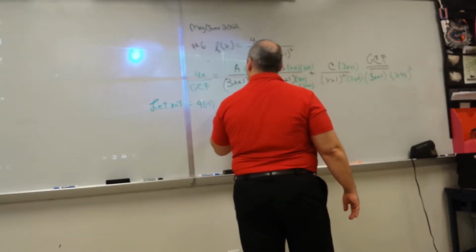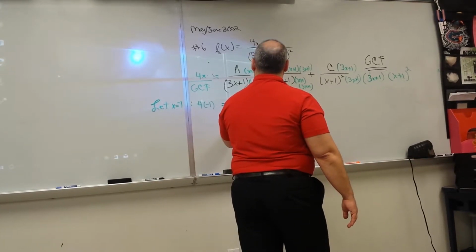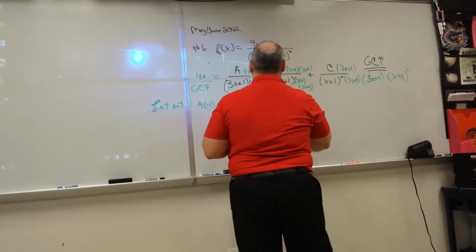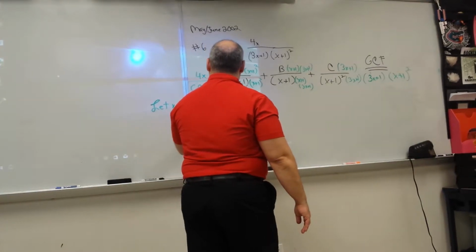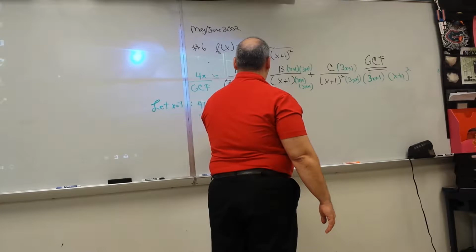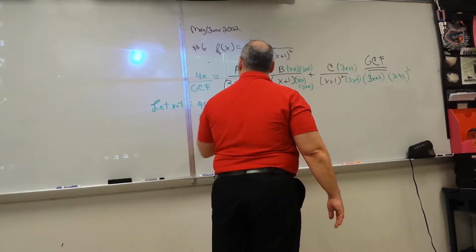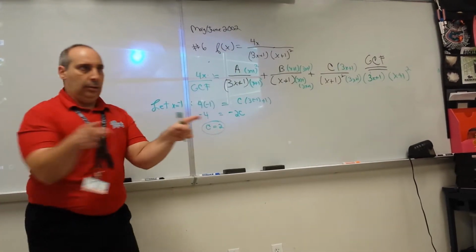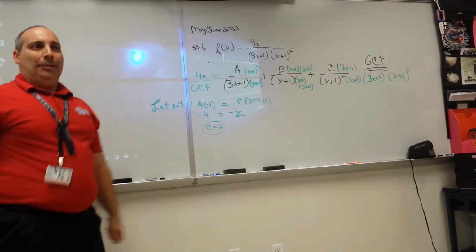So this is going to be equal to C times the quantity 3 times -1 plus 1, close parentheses. That's it. It goes away. All right, so far? So -4 equals, what's that, 2? -2C. C is a good old 2.